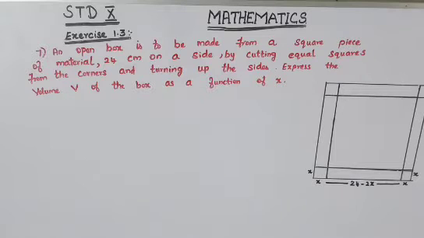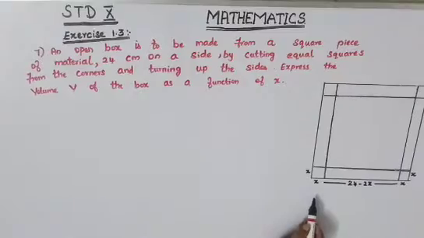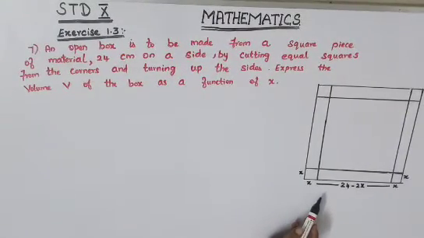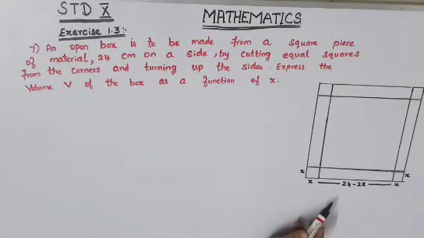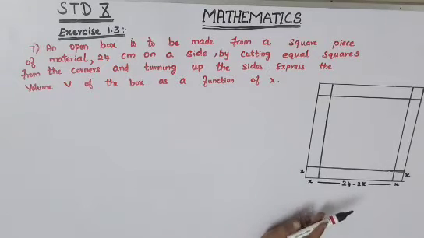Standard 10th Mathematics Exercise 1.3, 7th question. An open box is to be made from a square piece of material 24 centimeters on a side. So each side will have 24 centimeters. By cutting equal squares from the corner and turning up the sides, express the volume V of the box as a function of x. They are asking you to find the volume of a box as a function of x.